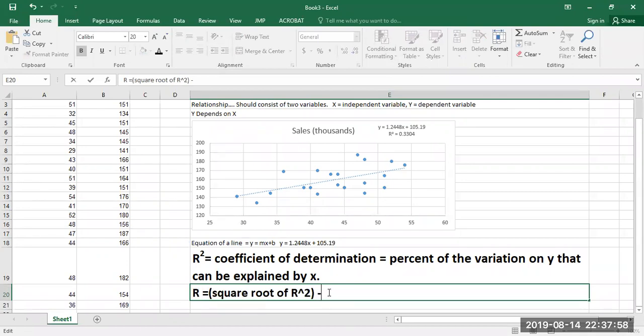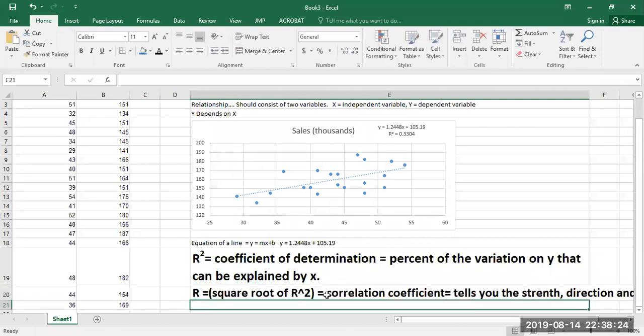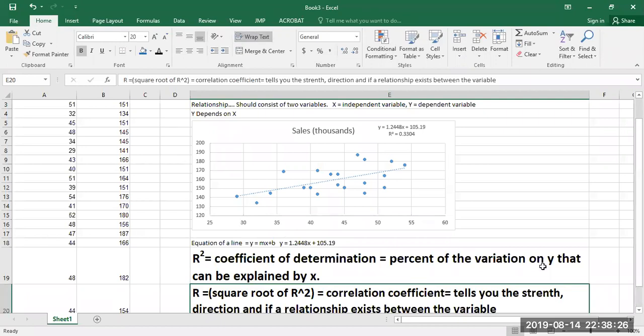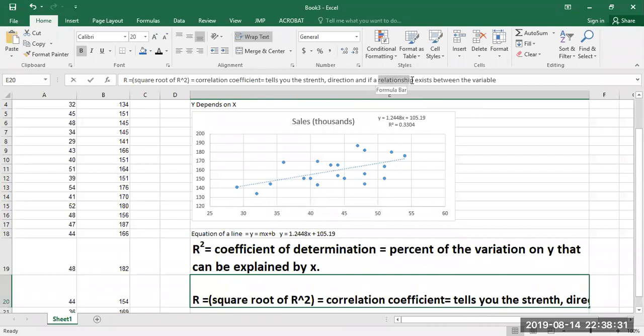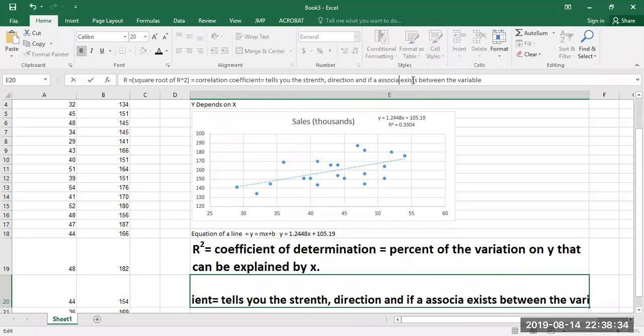But R is known as the correlation coefficient. And it's probably the more common term you'll hear people talk about when they're dealing with a data set. The correlation coefficient tells you the strength, direction, and if a relationship exists between the variables. Now, association is probably better than the word relationship. So it tells us the strength, the direction, and if an association exists between the two variables.